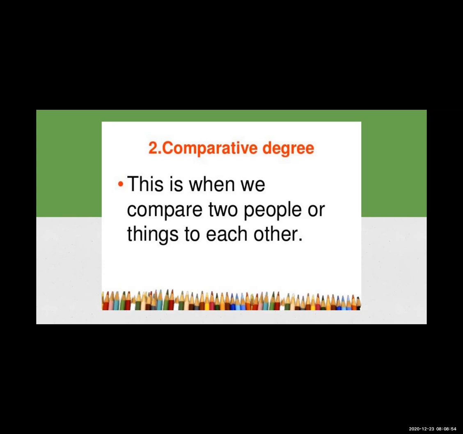Means we are comparing two people or two things to each other. In the positive this was not happening. See, try to identify the difference, then only you will be able to understand. So in the first one we were not comparing, in the second one, of course we are comparing. In the first one I was just telling that this is the good one, but over here we are giving an option to that good one. So in the comparative degree, two people or two things we are going to compare.